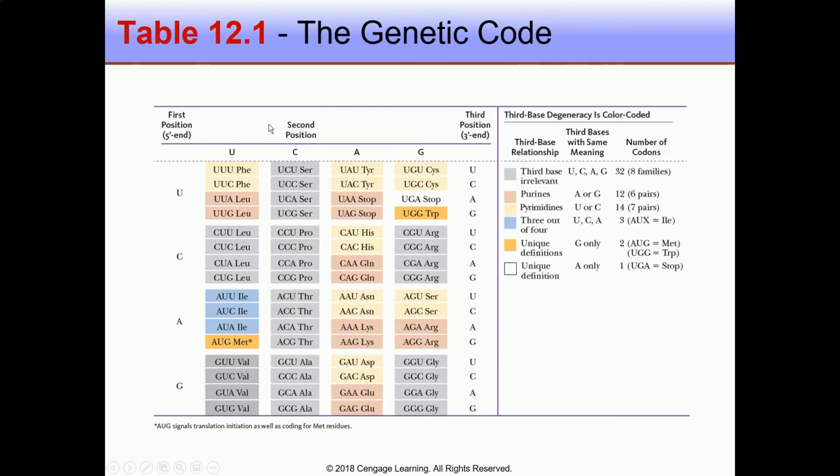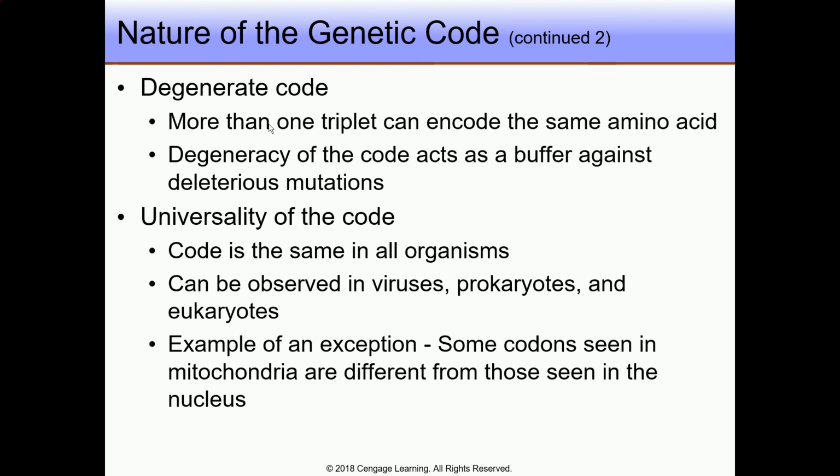There are around 45 transfer RNAs and 61 codons, which means that some of the transfer RNAs can code for more than one codon. And that is why we call the genetic code degenerate. In a degenerate code, more than one triplet can encode the same amino acid.